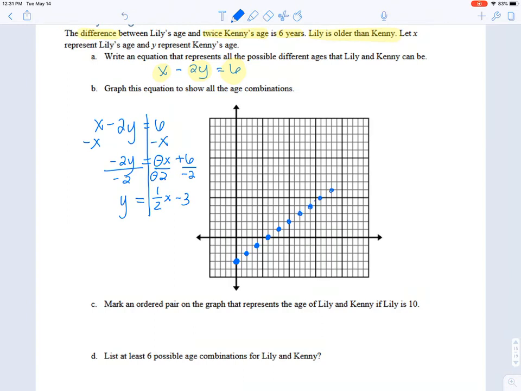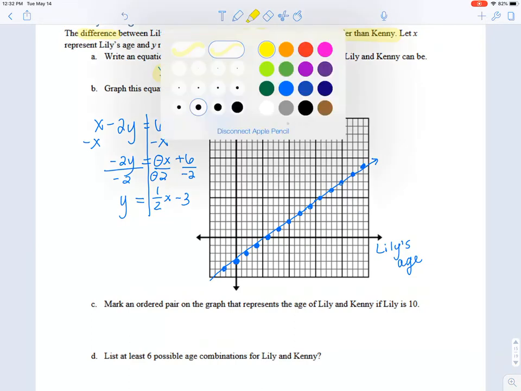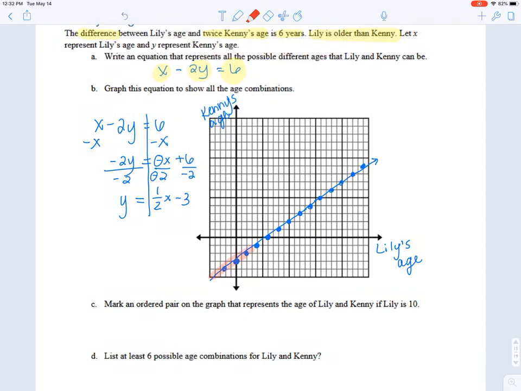Now, this is maybe where you got confused right after this, because we don't have our y and x axis labeled yet. Remember, x is equal to Lily's age, and y is equal to Kenny's age. Okay, so these points represent the possible ages they can be. Now, I'm going to highlight some in red because they don't make sense, okay? Hopefully you guys know that these ages in red that I just highlighted would not make sense because you can't be a negative age, okay?